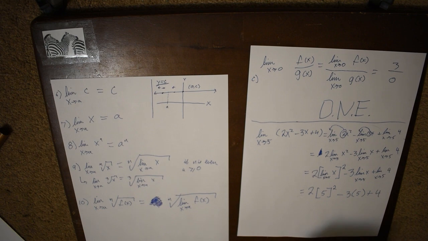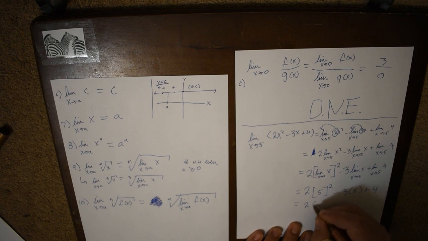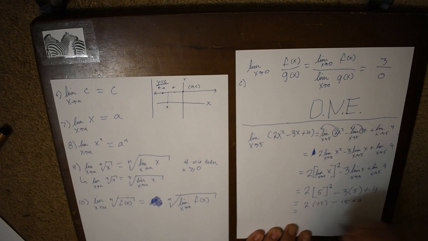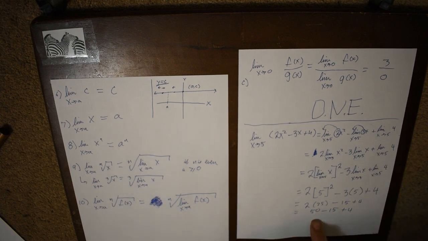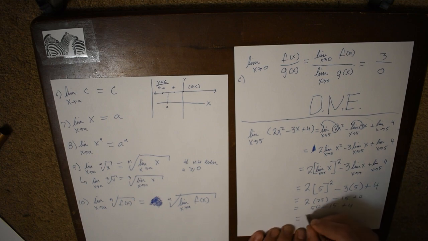At this point, there's no more calculus. It is an algebra problem. We have 2 times 5 squared is 25, minus 15 plus 4, equals 50 minus 15 plus 4. 50 take away 15 is 35 plus 4 is 39.